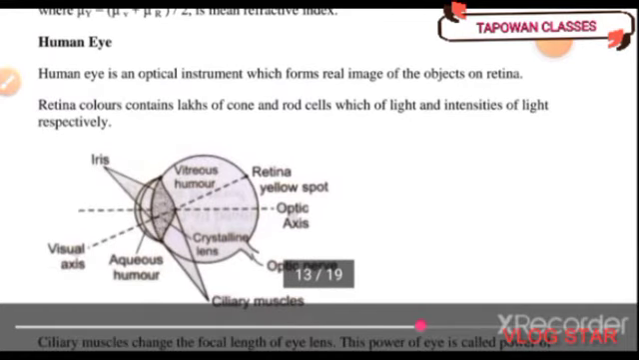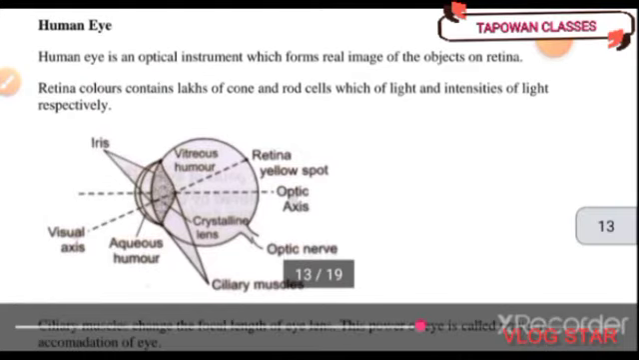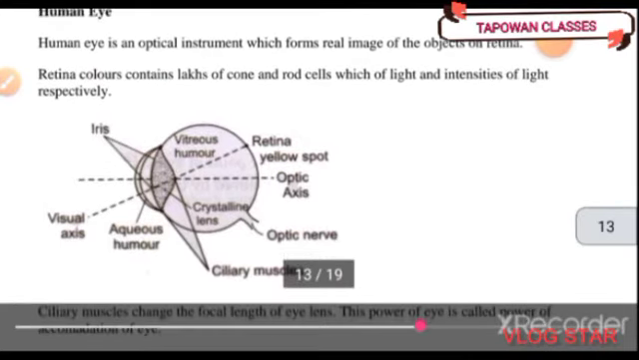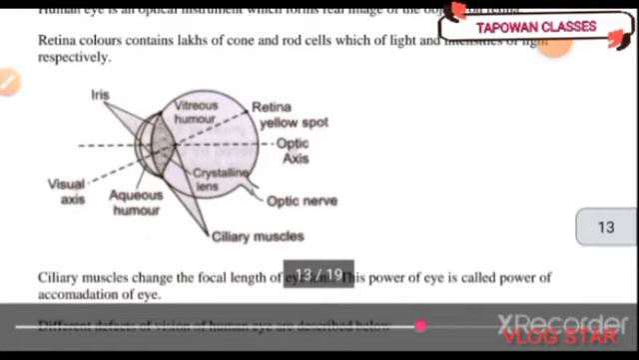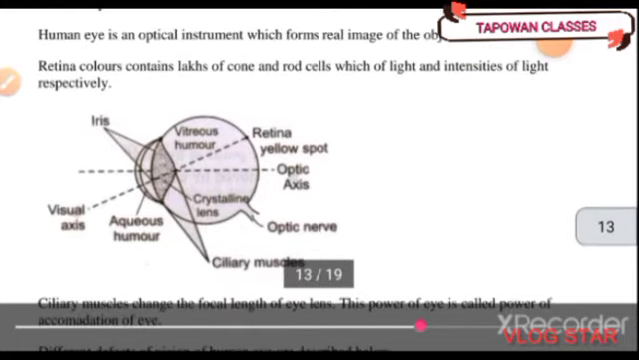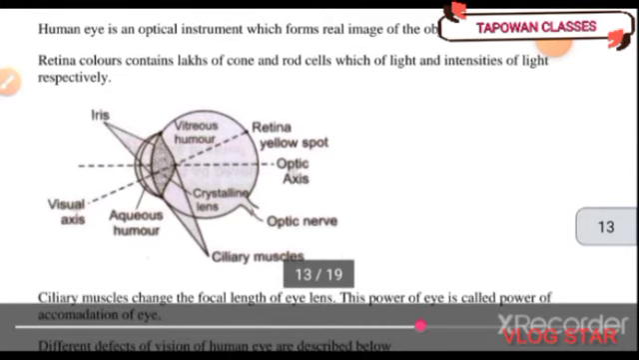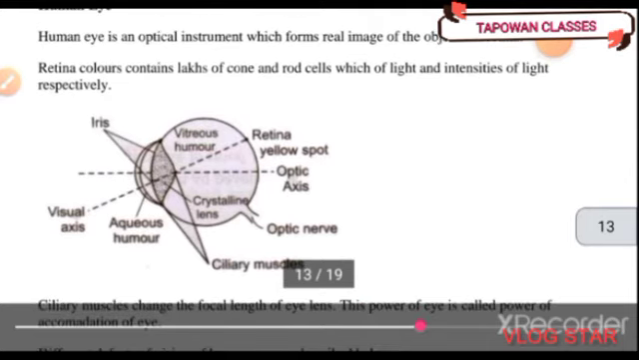So it is also a spherical lens. The human eye is an optical instrument which forms a real image of the object on the retina. The retina contains color-sensitive cone and rod cells, which are sensitive to color and intensity of light respectively.